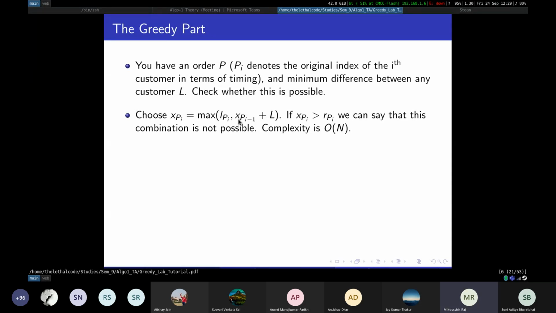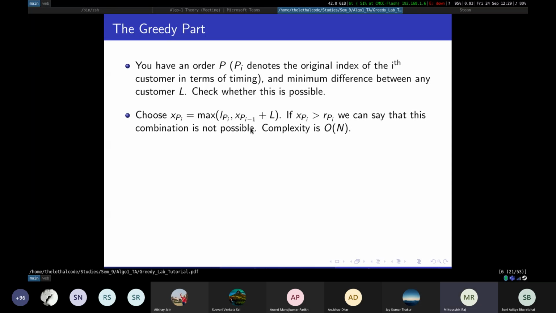So basically, you are taking the maximum of their starting point of the available time and the L minutes after the previous customer gets. For the first customer, you can directly allot it as the LPI because he doesn't have any condition as there is no preceding customer before him.